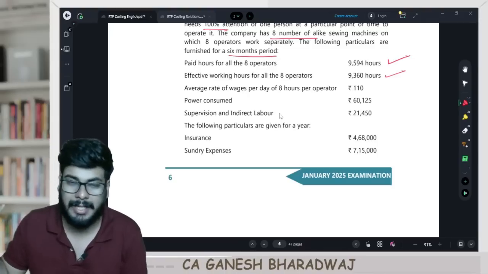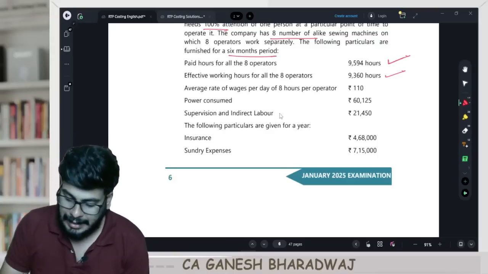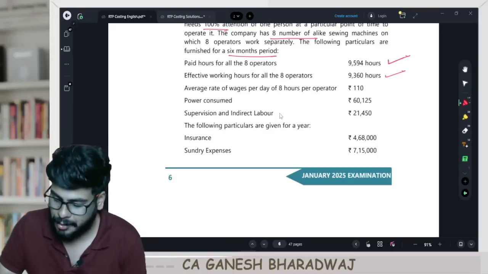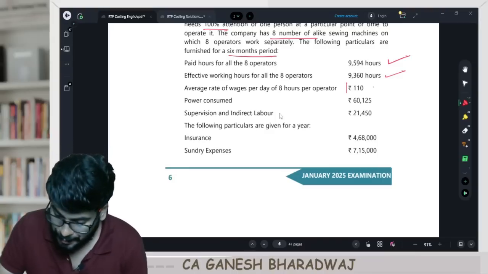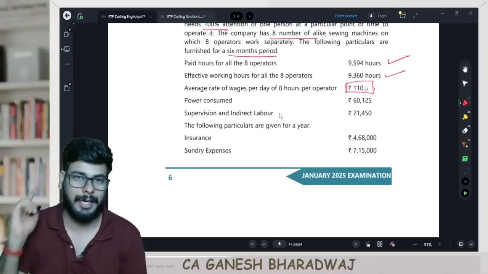Because the difference between the two would be the idle time. That is basically going to be the time for which they are resting, but still the company will be paying for that also, right? The average rate of wages per day of 8 hours per operator is going to be 110. So what is this? 110 rupees is not the hourly rate. It is the rate for a day of 8 hours. So hourly rate is going to be how much? 110 divided by 8. Are you clear with this?